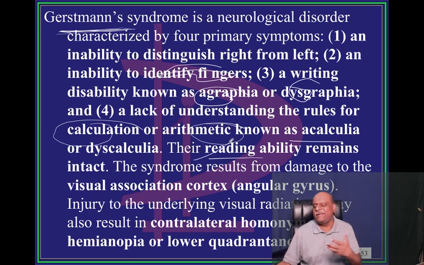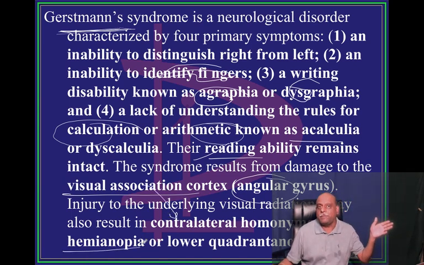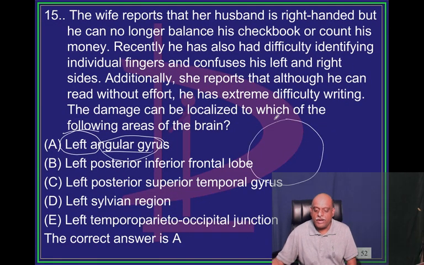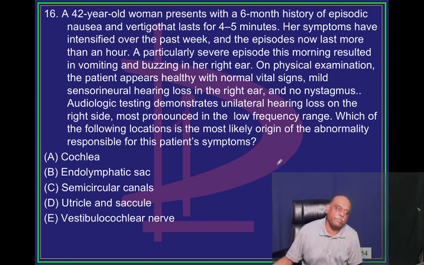So the reading ability remains intact. They can read very nicely. But you ask them to calculate, no, I can't calculate. But you ask them to read, they can read. So that is a challenge. So quite a good number of times, in Gerstmann it is the angular gyrus, where there is a visual association cortex. And the visual association cortex lesion can sometimes lead to contralateral homonymous hemianopia or a lower quadrant anopia. Lower quadrants, upper quadrants in the visual field. Lower quadrant anopia, only one quadrant gets affected. Lower quadrant anopia can be associated.